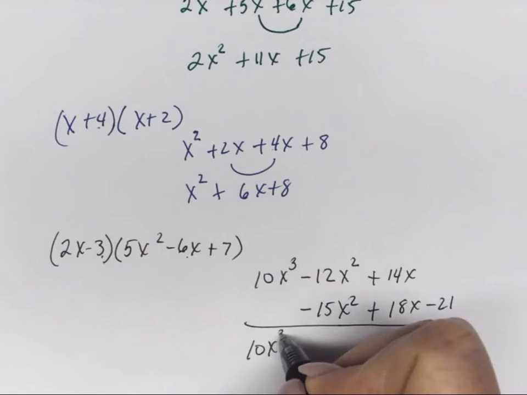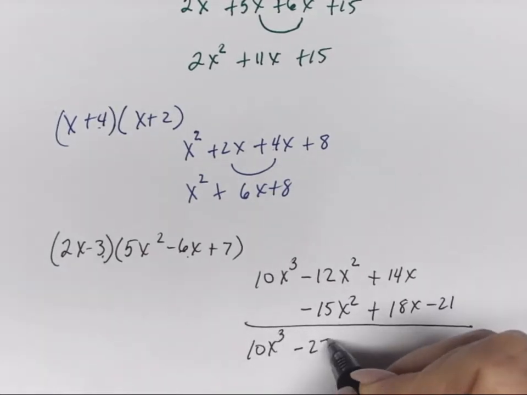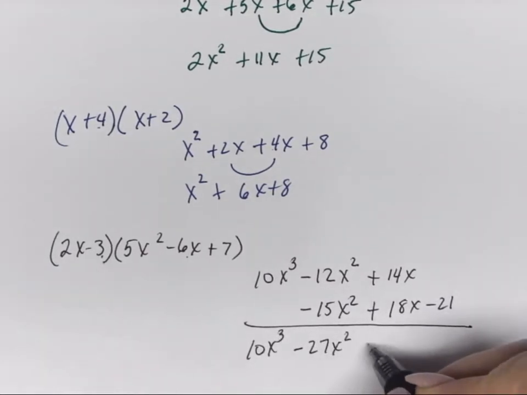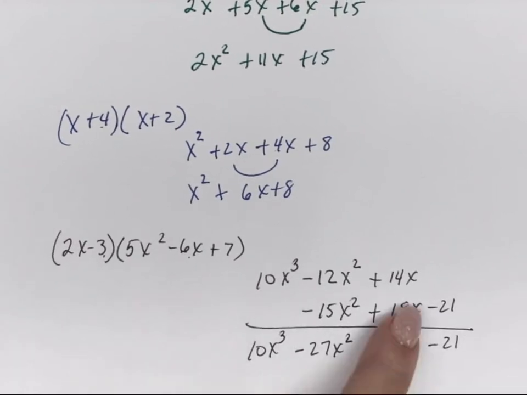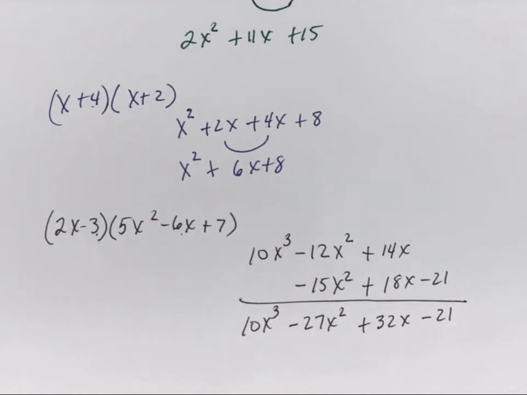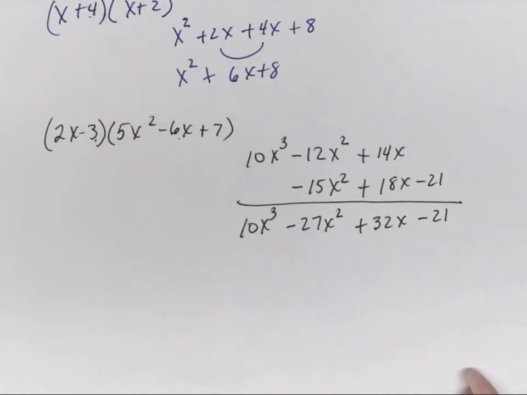So we have 10x cubed minus 27x squared plus 32x minus 21. Remember, when you're adding, the x term will stay the same. You're not going to take it up a notch. It'll just be still x's or x squareds.